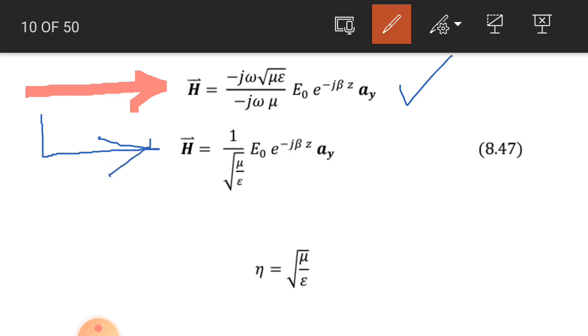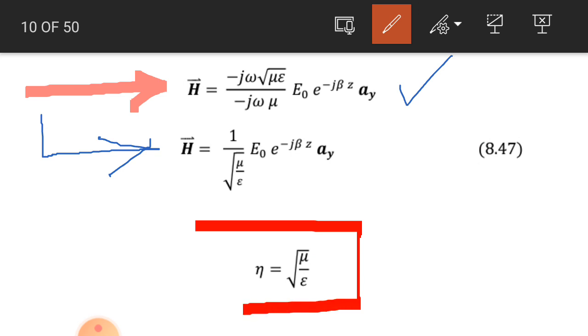So the magnetic field intensity is equal to 1 over under root mu by epsilon, E naught e raised to power minus j beta z ay. And we replace under root mu by epsilon with eta, and eta is known as the intrinsic impedance, the characteristic impedance of the lossless dielectric medium. And this characteristic impedance is a real quantity. So you see, the intrinsic impedance of the lossy dielectric medium is a complex quantity, while the intrinsic impedance of the lossless dielectric medium is a real quantity.